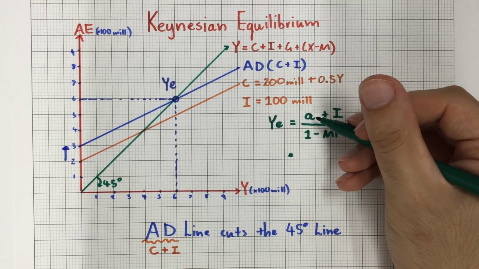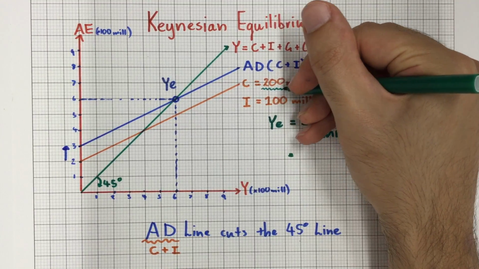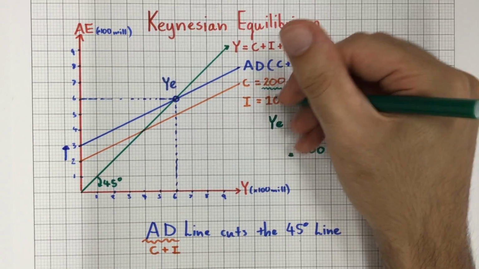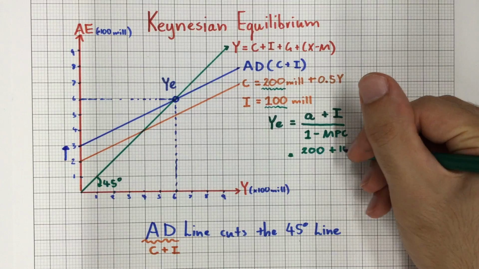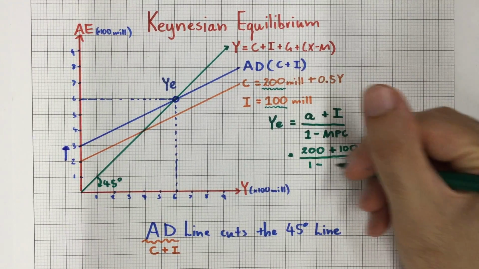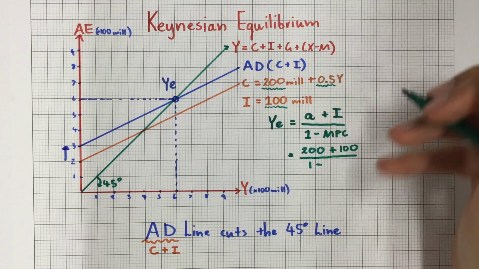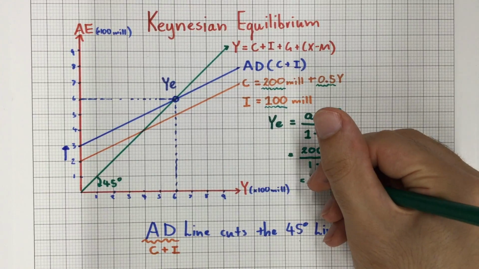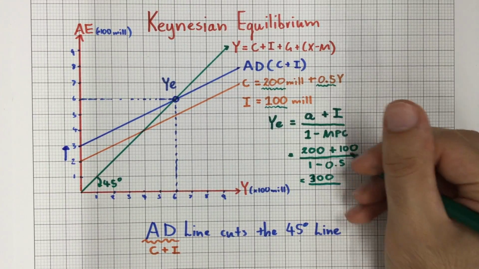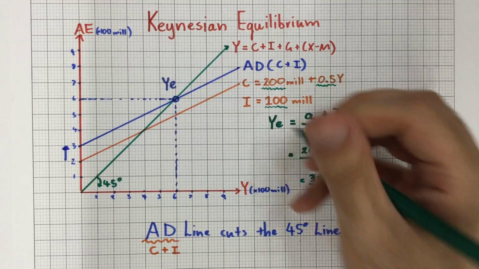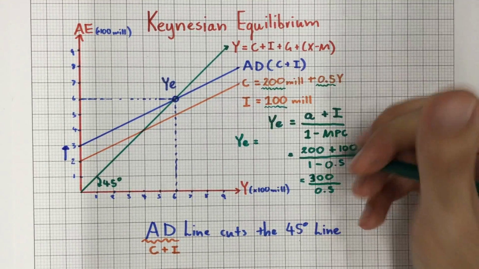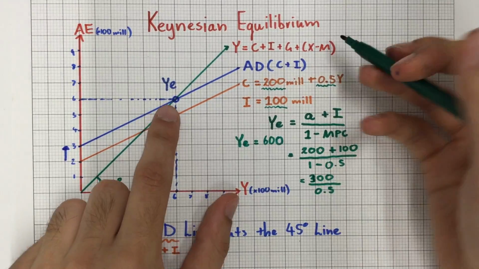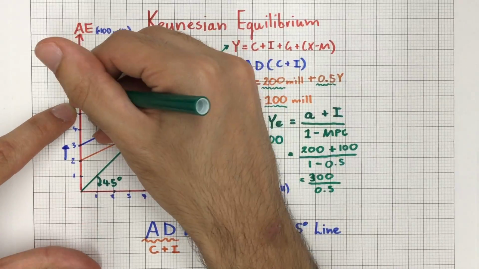Therefore, our autonomous expenditure, if you have a look back at our consumption function, was 200 million plus our investment of 100 million divided by 1 minus the MPC. The MPC is 0.5, which gives us 300. Whoa, that's an interesting 300 divided by 0.5. Therefore, our equilibrium should be 300 divided by 0.5, which is 600. And that's what we've got here. So we've got that here, that's correct.